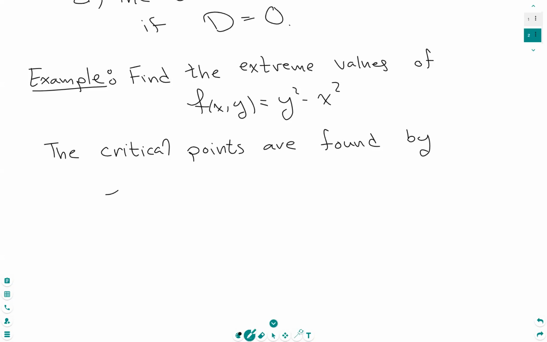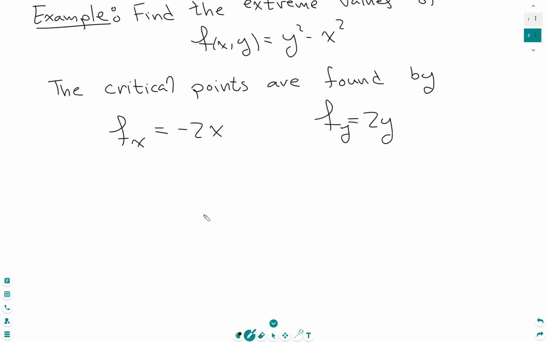So we look at each of the first derivatives with respect to x and y. For x, we get negative 2x, and for y, we get 2y. Again, just like the previous example, the only spot where fx and fy are both equal to 0 is at the origin. So we have the point (0, 0).